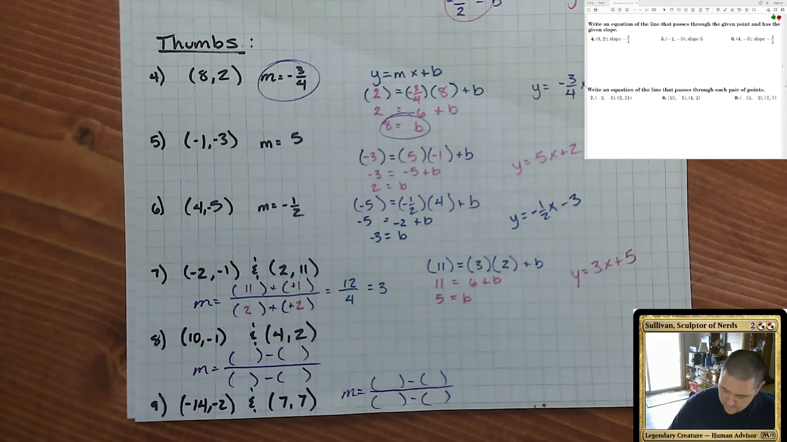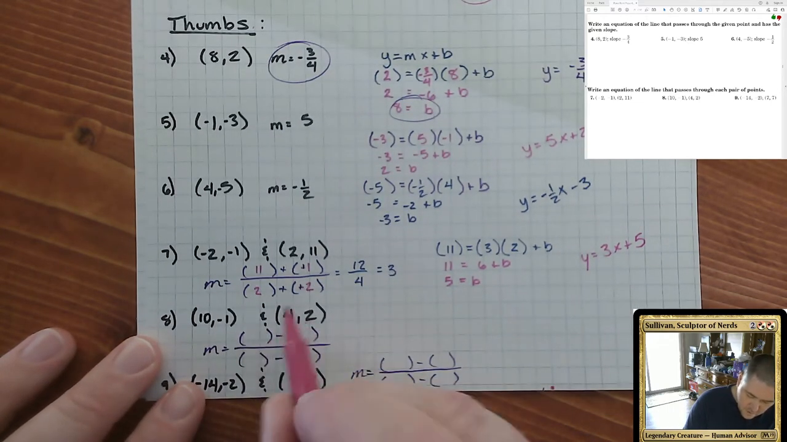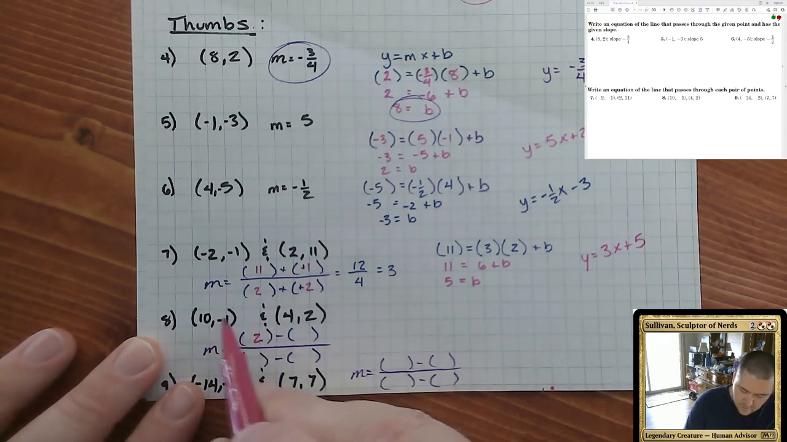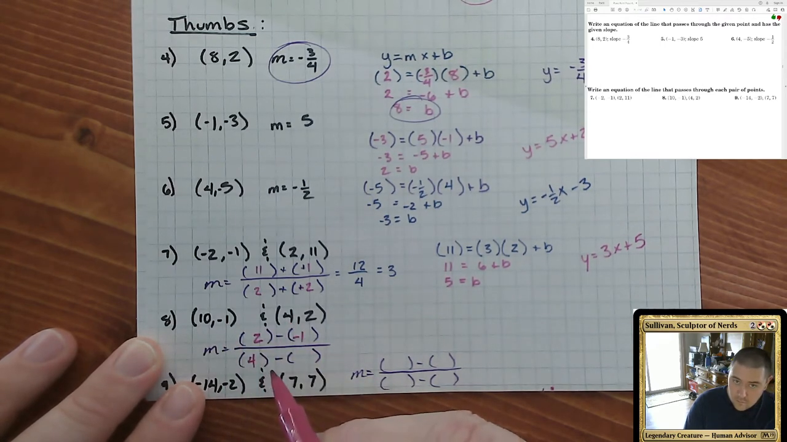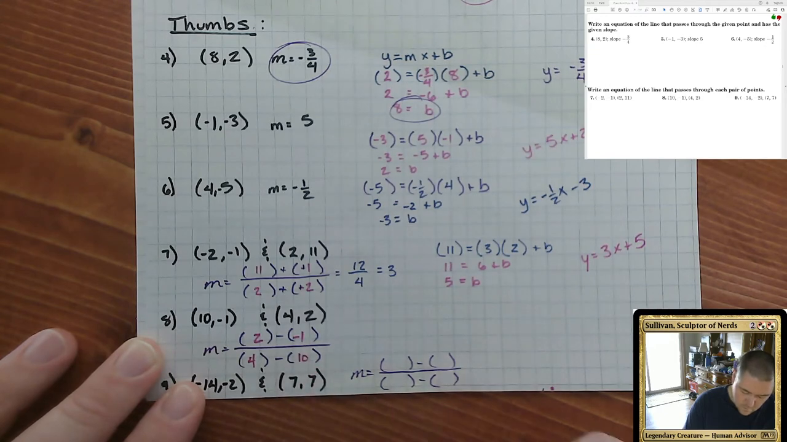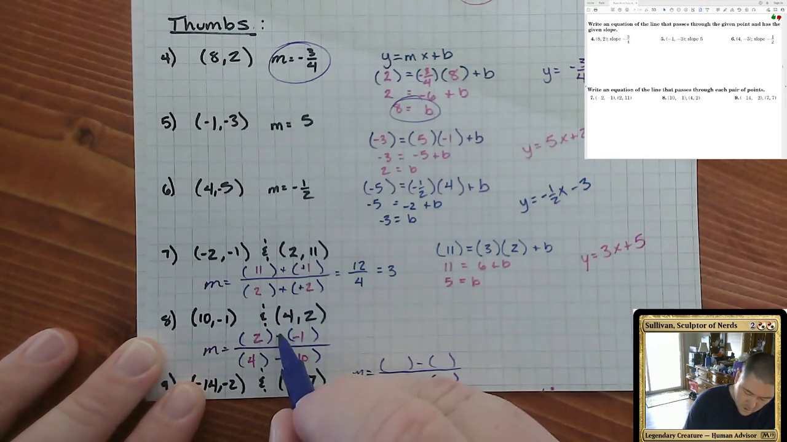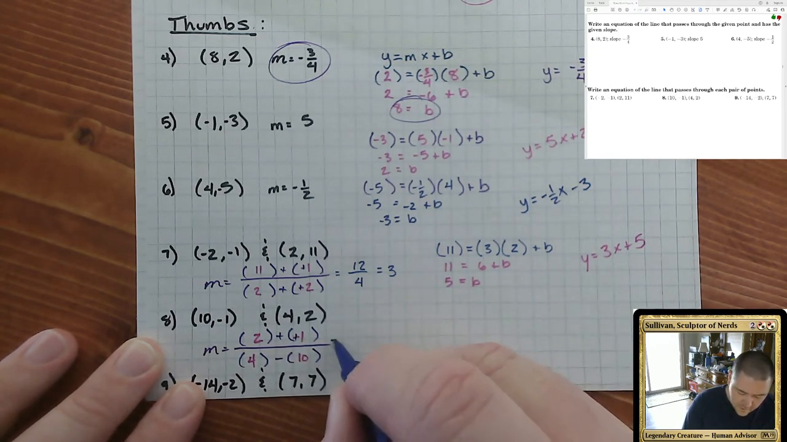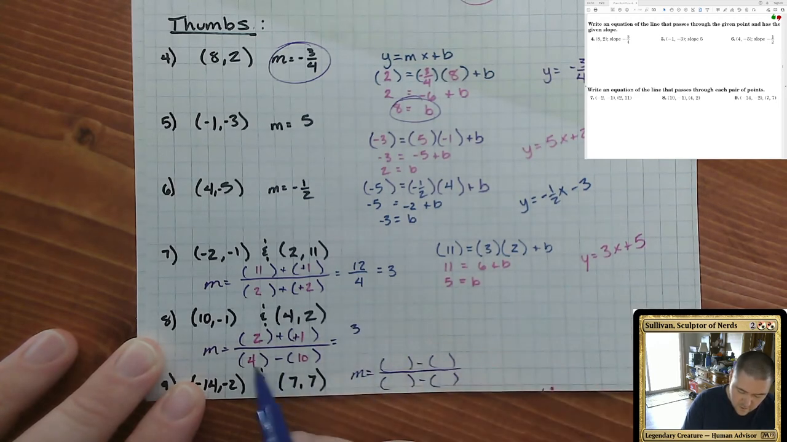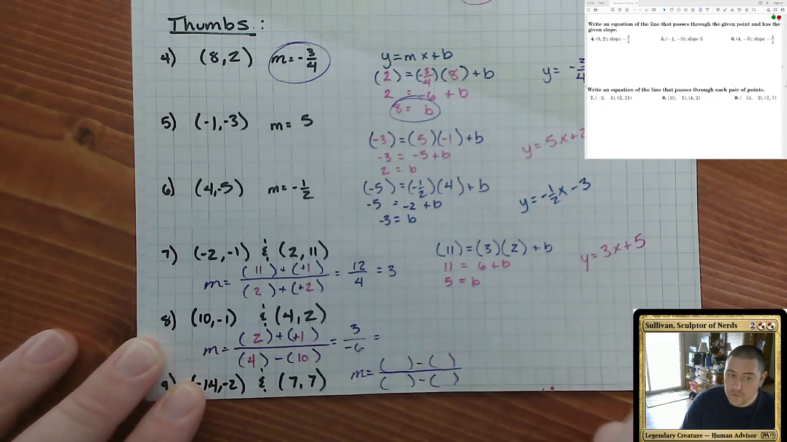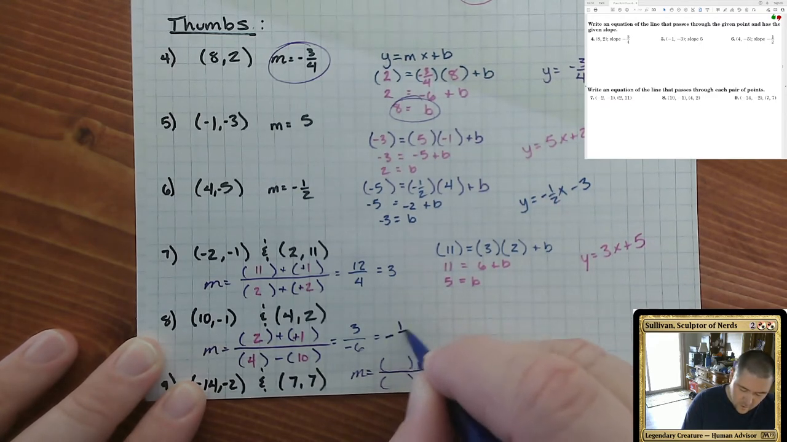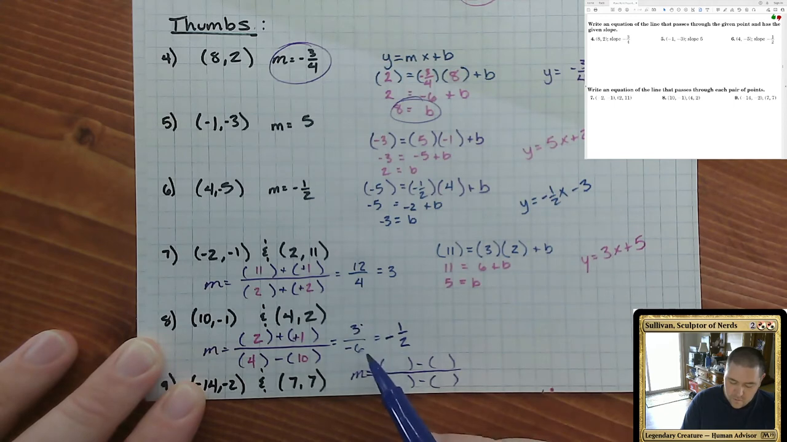Do it all over again. Blue, blue, pink, pink. Yeah, we'll do pink. Y sub 2 minus y sub 1 over x sub 2 minus x sub 1. I add the opposite when subtracting a negative. That's really 3. 4 minus 10 is a negative 6, and I'll reduce that down, calling it a negative 1 half. Remember, divide by 3, divide by 3.